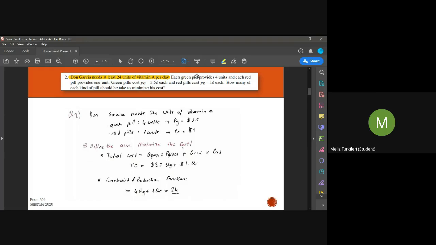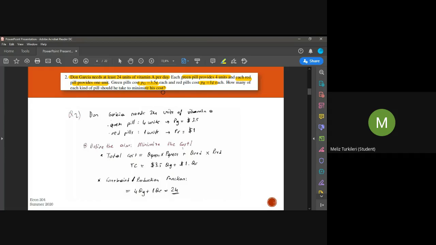One of them is the green pills, and it provides 4 units of vitamin A. And we also have red pills, and it's going to provide 1 unit of vitamin A. And we also know the prices: the price of green pills is $3.5, assume that, and red pills are $1 each. How many of each kind of pill should he take to minimize his cost?